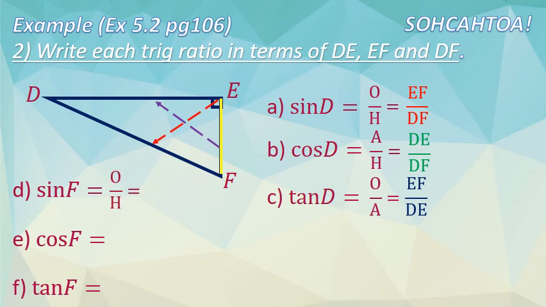Sine, being SOHCAHTOA, sine is opposite over hypotenuse. We now know that DE is opposite and the hypotenuse is DF. Cos F is adjacent over hypotenuse. So what's adjacent to angle F is the side EF and the hypotenuse is DF. And then last, the easy peasy one is tan of F is opposite over adjacent. Opposite is DE and adjacent is EF.